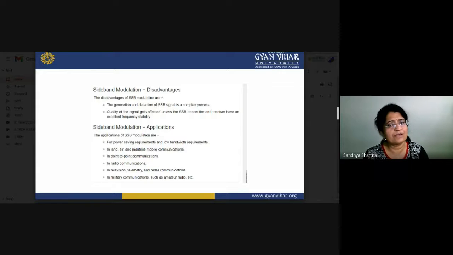Power saving requirement and low bandwidth requirement. Basically, in those application areas where we have to focus much on the costing and power saving and low bandwidth consumption, we can use the SSB transmission. In land, air, maritime, mobile communication, point to point communication, radio communication, television, telemetry, radar communications, military communications. These are the different areas where we use the SSB modulation techniques.